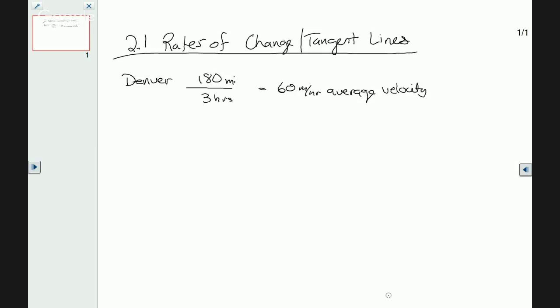Okay, so it's about 60 miles an hour. This can also be written this way. We're at mile marker 75, and Denver is somewhere around 255. So that's what we call change in position. These are mile markers off the freeway.